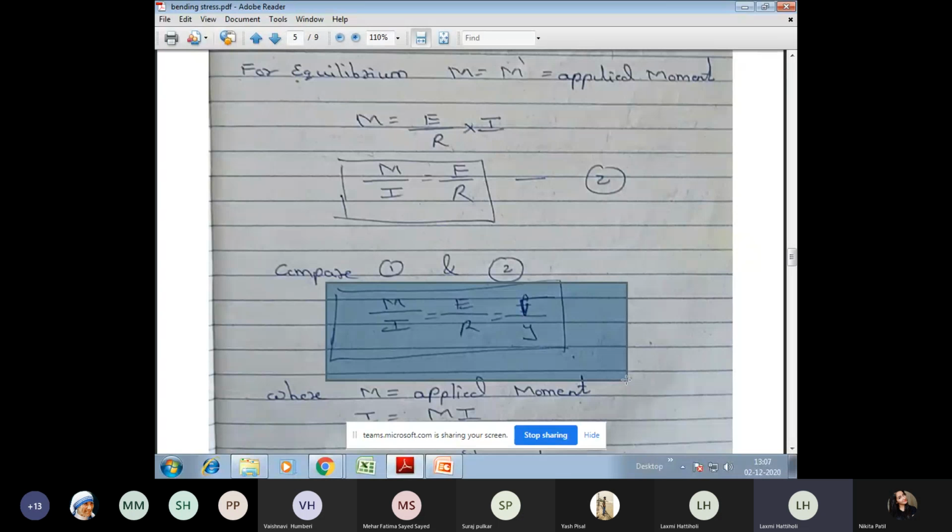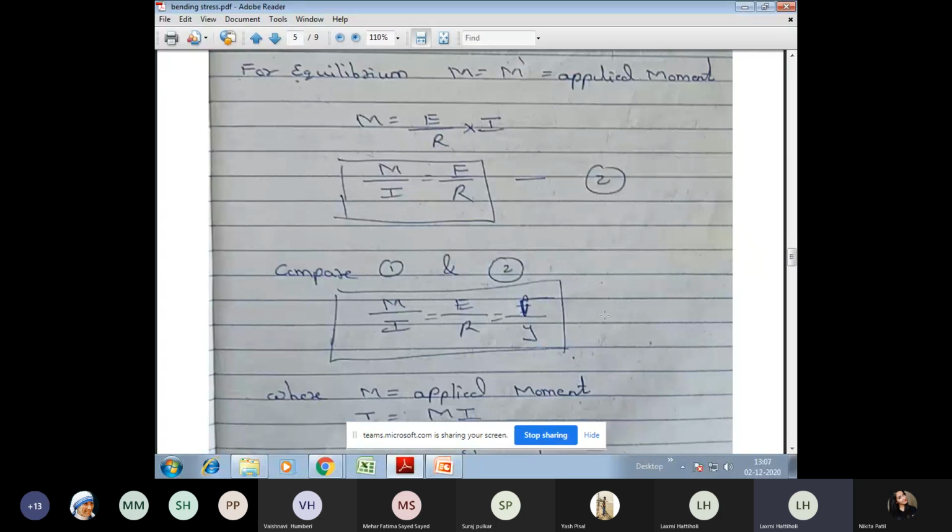Here, M is basically the applied moment, I is the moment of inertia, capital E is Young's modulus, R is the radius of curvature, sigma is the bending stress, and Y is the distance from the neutral axis to the considered layer or considered element. These are the things which we have learned in the previous session.